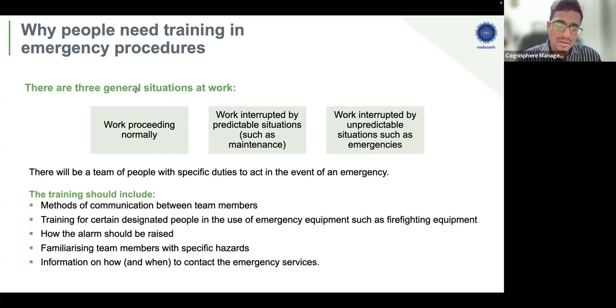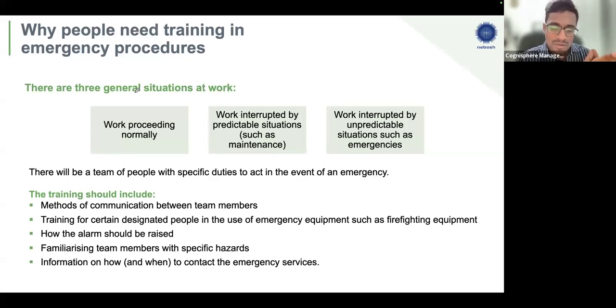Now who would be contacting the emergency services? You are going to appoint a nominated person who will be contacting the emergency services. That person should know the emergency numbers to contact. And when they call, they should give all the critical information. So again, they must be trained in such a way that they share all the critical information for the emergency services to arrive and immediately address the situation.